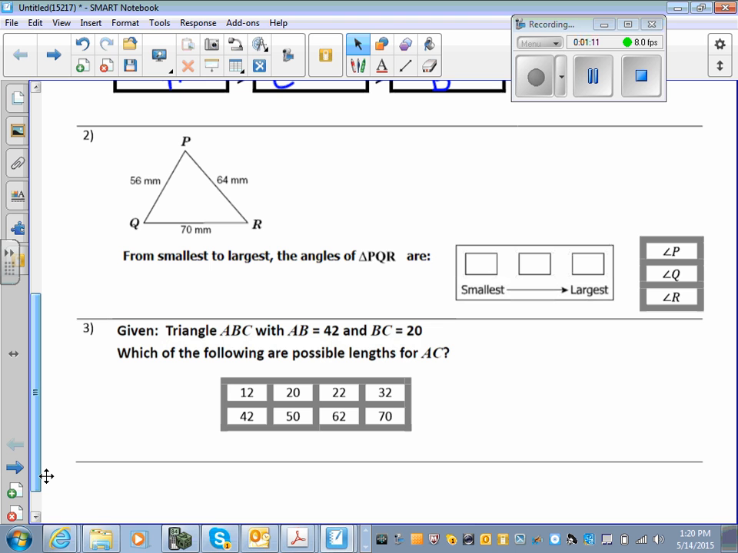So number 2 is kind of the same, but now it's asking you about the angles. And smallest to largest is what you have to do. So make sure you pay attention to this one. Smallest to the largest. So you look at the smallest side is what?